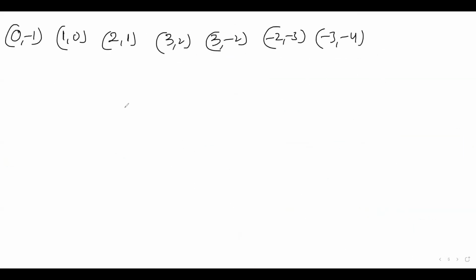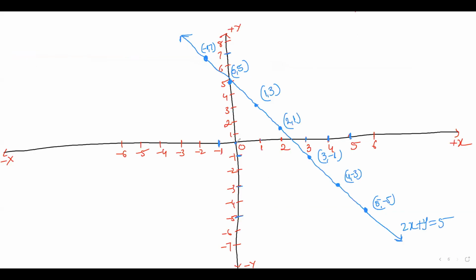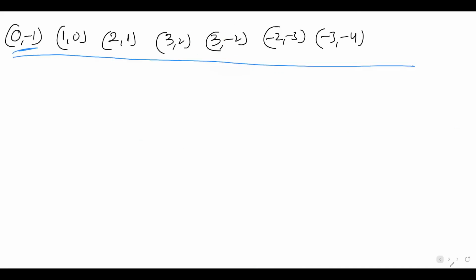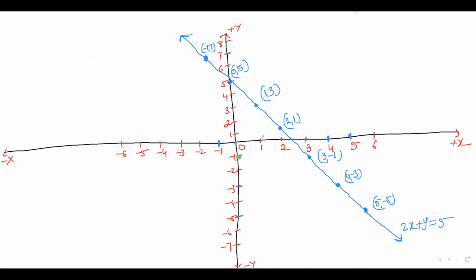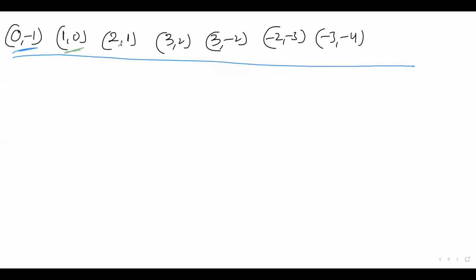Second line points we have over here. Let us plot the first point, 0 comma minus 1. I am using green color to plot the second line. 0 comma minus 1 is here, on the negative y-axis. 1 comma 0 is over here. Next point, 2 comma 1.